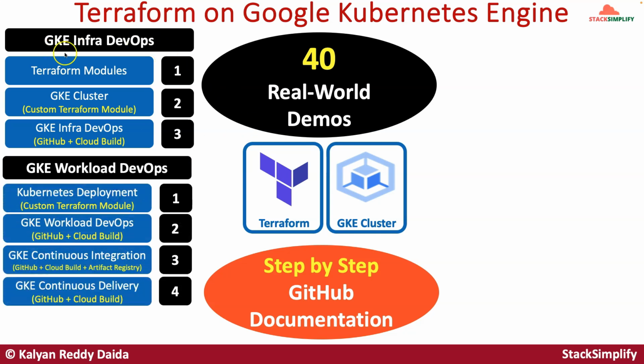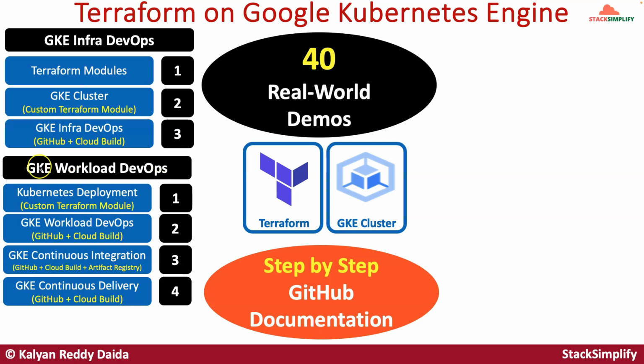After Infra DevOps, we'll focus on implementing workload DevOps. In workload DevOps, we are going to create a custom Terraform module for our Kubernetes deployment resource, and then we are going to implement GKE workload DevOps with GitHub plus Cloud Build. Using these, we will deploy our dev application to the dev GKE cluster and our prod application to the prod GKE cluster. So till there, it is good.